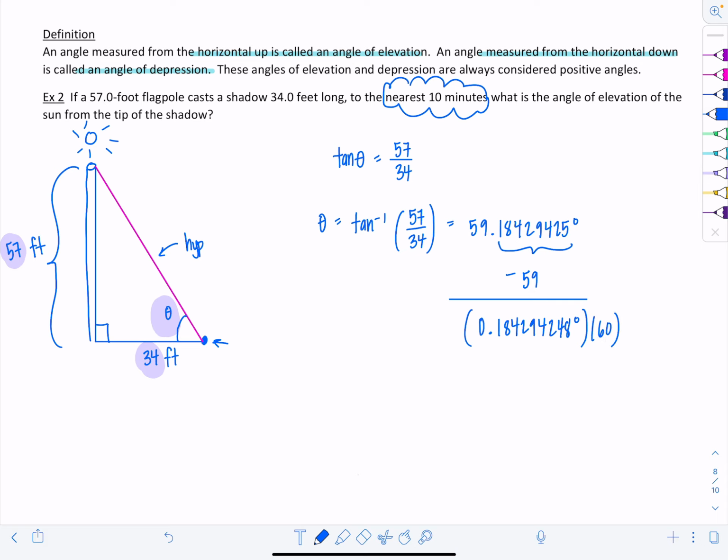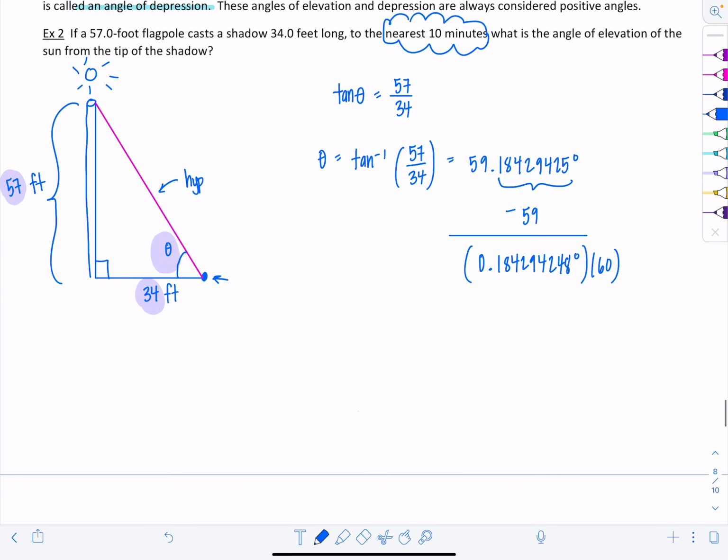And it wants me to round it to the nearest 10 minutes. And right now this comes out to 11.06 minutes. Well, if I'm only rounding in increments of 10 minutes, meaning 10, 20, 30, this is closest to 10 minutes. And then remember, we still have our 59 degrees. I just subtracted it so I could focus on the decimal portion and convert that to minutes. So this is 59 degrees and 10 minutes.